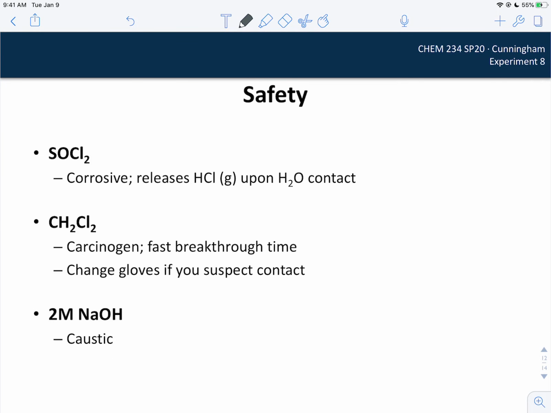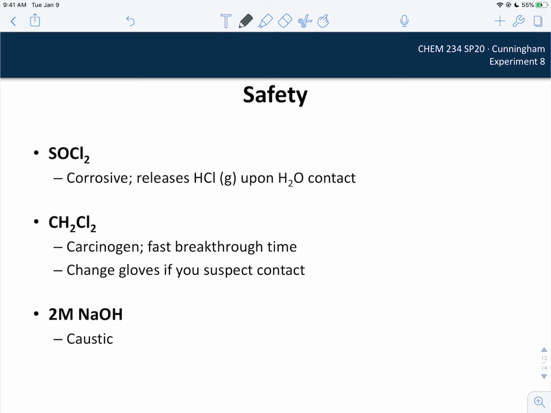We do have a couple of important safety notes here. And so thionyl chloride is corrosive. Again, if it comes into contact with water, either moisture in the air or in your glassware, it will release HCl gas, which is not very good for us to be breathing in. So really important for us to handle that with care. Dichloromethane is carcinogenic. It has fast breakthrough time. So if you suspect that you have had dichloromethane come into contact with your gloves, you want to make sure you change those quite quickly.